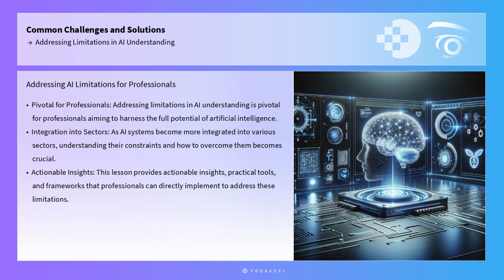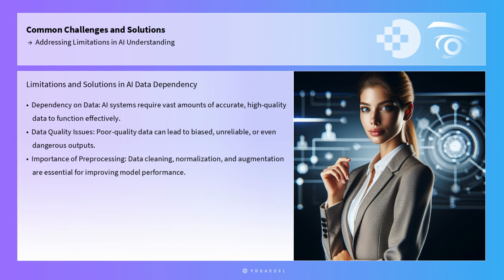Addressing limitations in AI understanding is pivotal for professionals aiming to harness the full potential of artificial intelligence in their respective fields. As AI systems become more integrated into various sectors, understanding their constraints and how to overcome them becomes crucial. This lesson provides actionable insights, practical tools, and frameworks that professionals can directly implement to address these limitations and enhance their proficiency. One fundamental limitation of AI is its dependency on data quality and quantity.